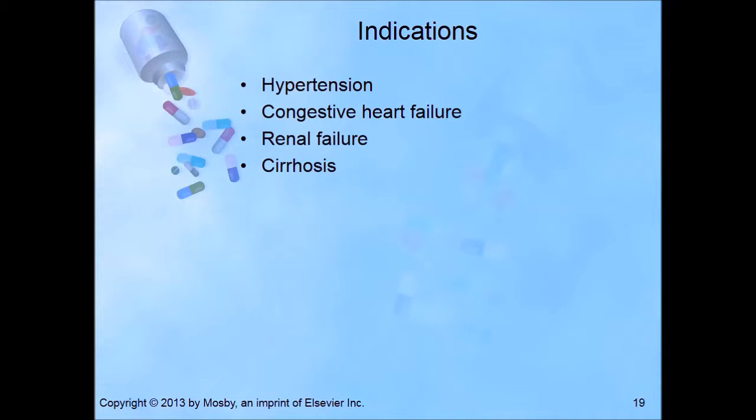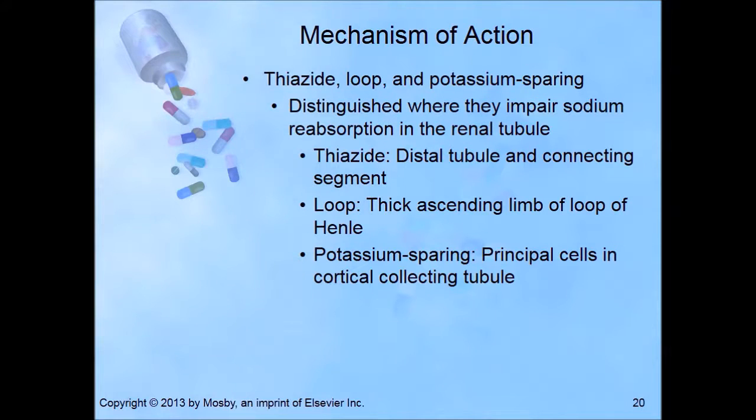So what are the indications? They're indicated for use in hypertension, congestive heart failure, renal failure, and cirrhosis. Mechanism of action. The three major classes, excluding combination therapy, are thiazide, loop, and potassium-sparing diuretics. These are generally distinguished at the point where they impair sodium reabsorption within the renal tubule.